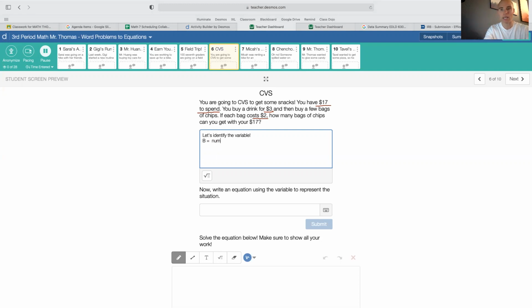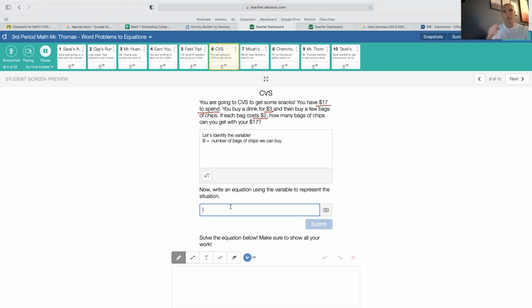It needs to be the number of bags of chips we can buy, or we bought, or we're going to buy, something like that. We can buy. We'll go with it like that.